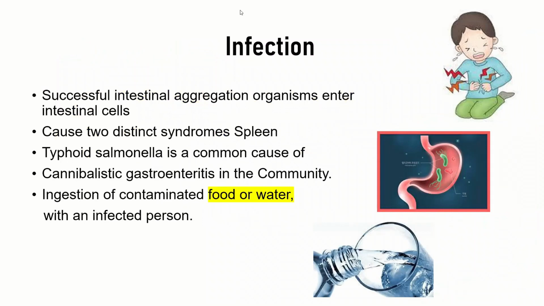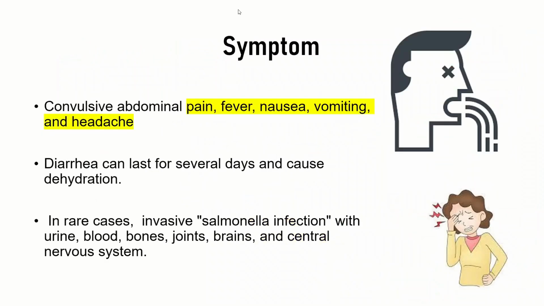Non-typhoidal Salmonella is a common cause of gastroenteritis in the community. It is caused by ingestion of contaminated food or water, or sometimes contact with an infected person. Symptoms of convulsive abdominal pain, fever, nausea, vomiting, and headache are mainly expressed 6 to 72 hours after bacterial infection.